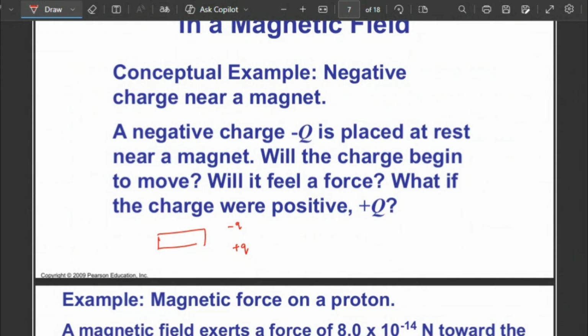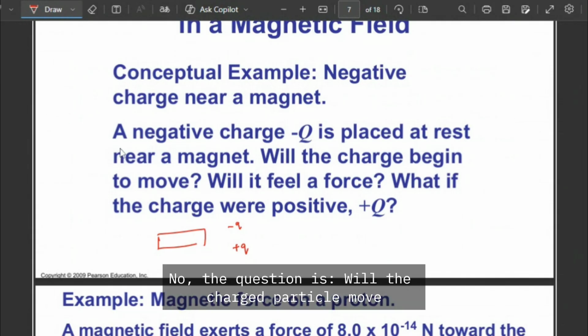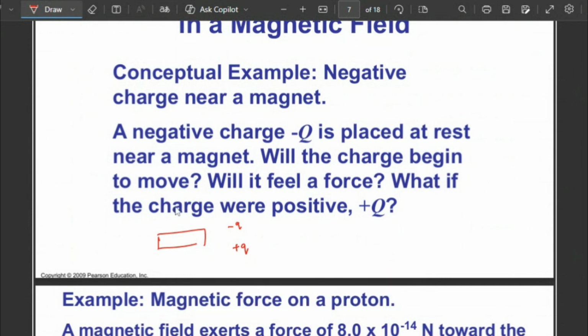It will be repulsive. No, the question is, will the charged particle move? Yeah. The answer is yes.